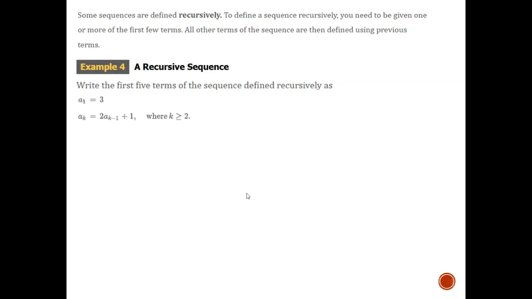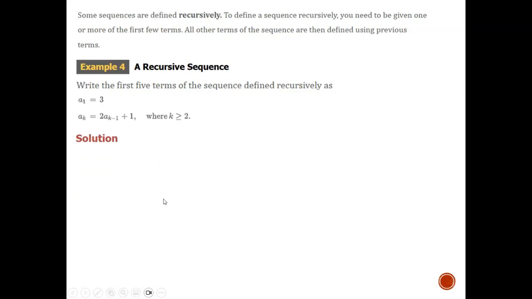We have to write the first 5 terms, but we have to use the previous terms. So right here we have a sub 1. The first term is 3. The next one, they use k. A sub k is going to be 2 times a sub k minus 1. So that's the previous term. So whatever a sub k is, when you're minusing 1, you're getting the previous term. So in this case, we plug in the previous term 3 plus 1. K has to be greater than or equal to 2 because we at least have to start with the second term given the first term.